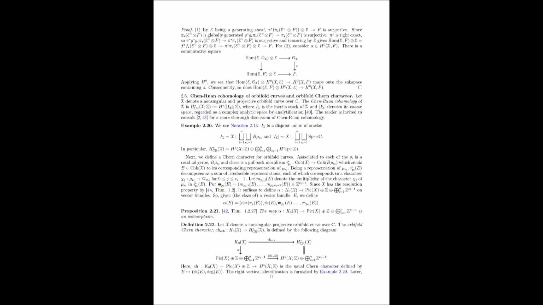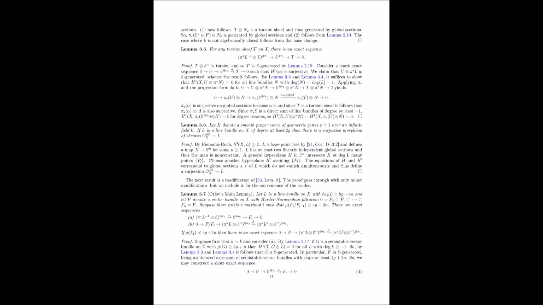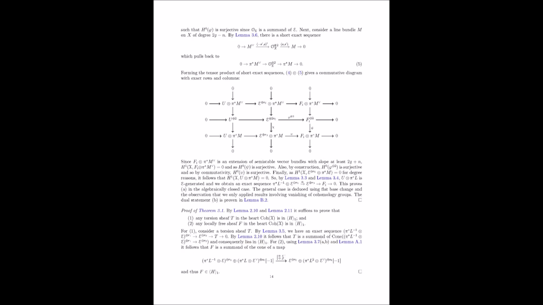derived category of coherent sheaves on an orbifold curve is not empty. Right. Stability conditions are a powerful tool for working with derived categories, but they don't always exist. Right. Okay. So to tackle this, they focus on stability conditions that factor through the orbifold Chern character, which takes values in the algebraic Chen-Ruan cohomology.